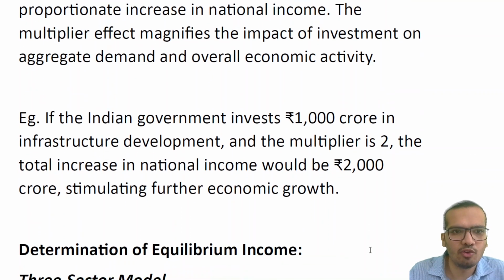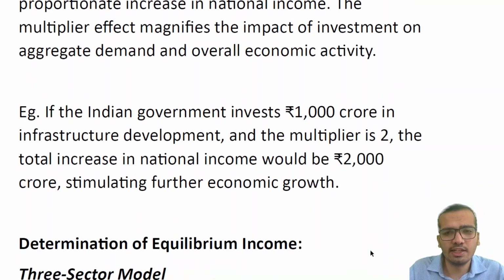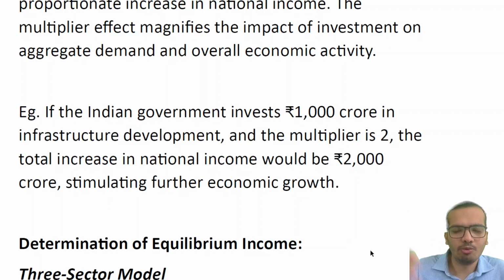So we have an example for it. Example, if the Indian government invests 1000 crores in infrastructure project development and the multiplier is 2, then the total increase in national income would be twice the investment, that is 2000 crores, stimulating further economic growth.